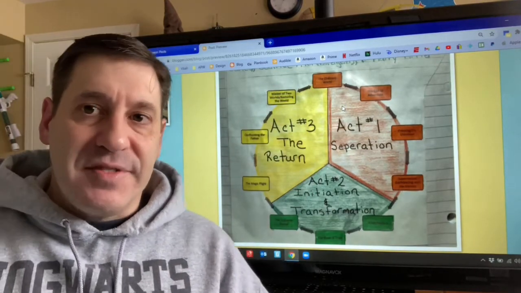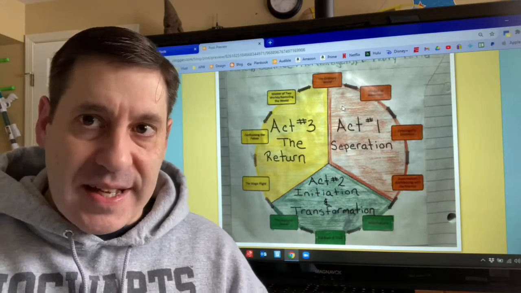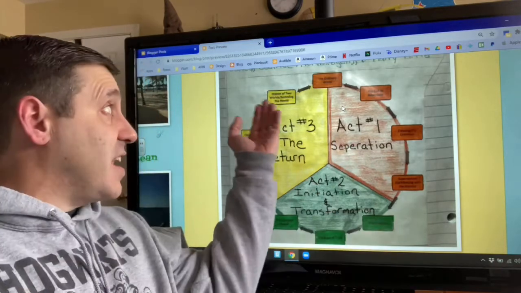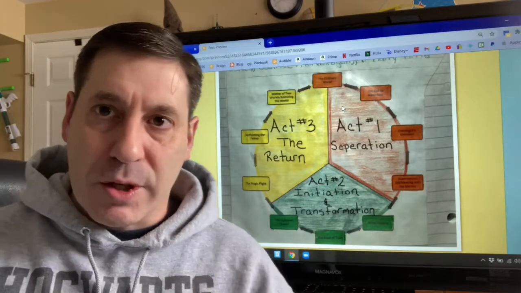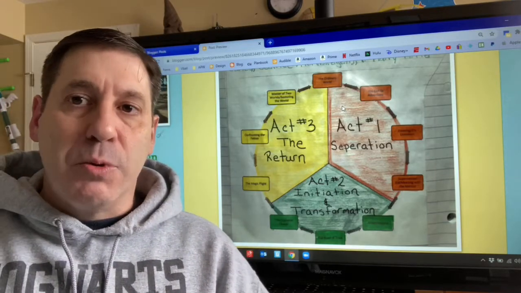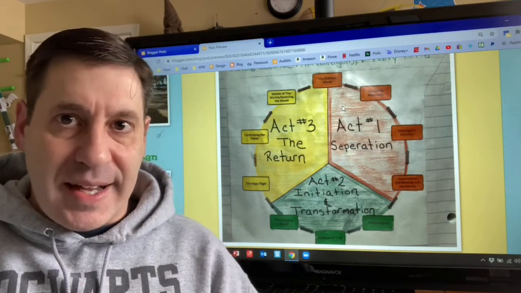And again, we can see this in a lot of superhero movies. At the end, the hero has saved the world. They've restored the world back to peace. They have saved the world from the evil that was threatening it.